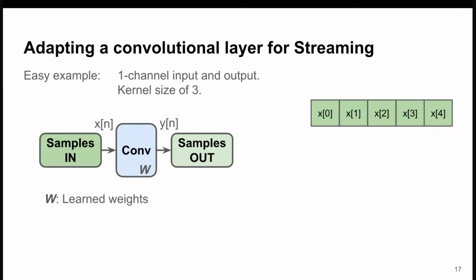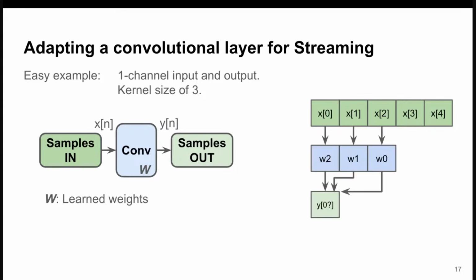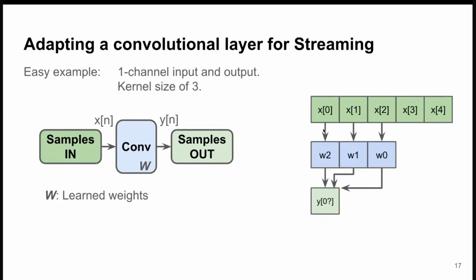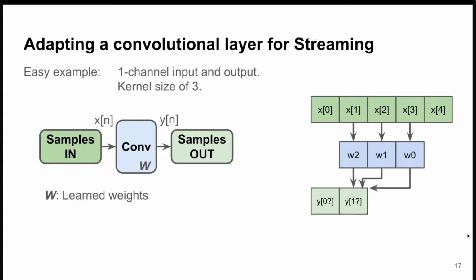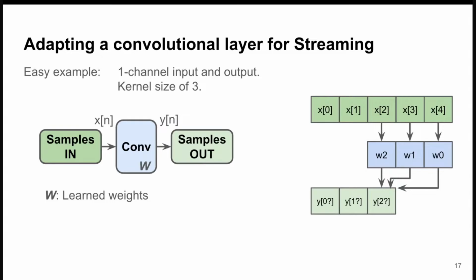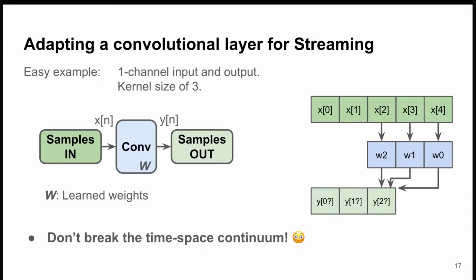We can depict the input as a collection of 5 samples, and we have this kernel size of 3, and we slide the kernel across the input to perform the convolution. The first stage is we perform the inner product between these 3 values and the kernel, and we generate y0. Then we slide the kernel across the input, perform the inner product again, and generate the second output, and then the third output. Wait, this is a little bit weird. We have broken the time-space continuum.